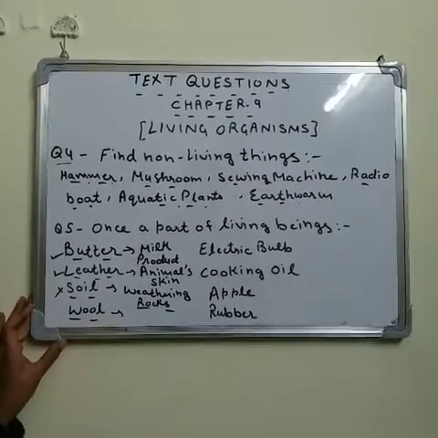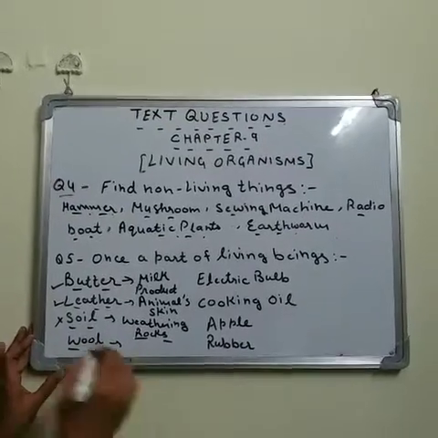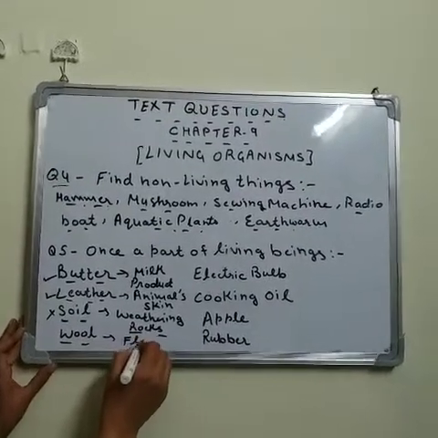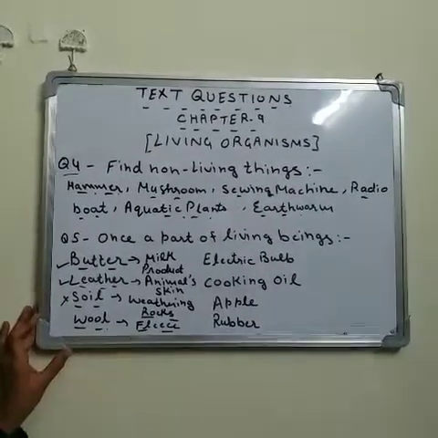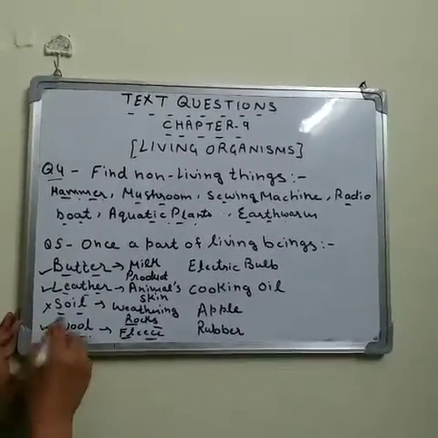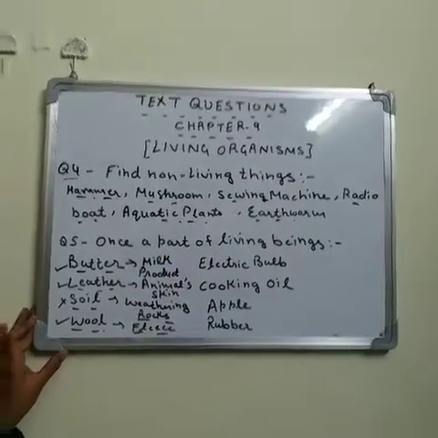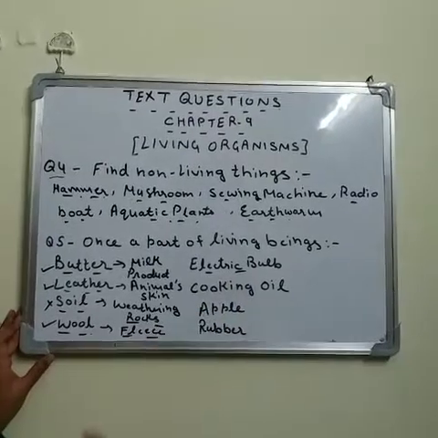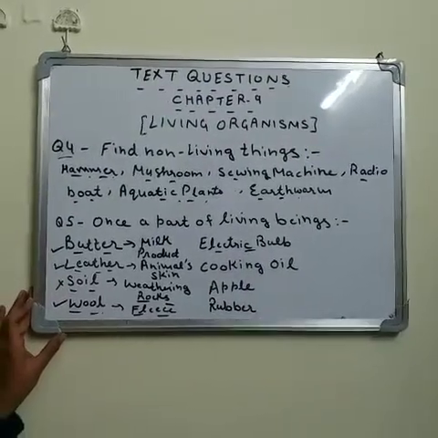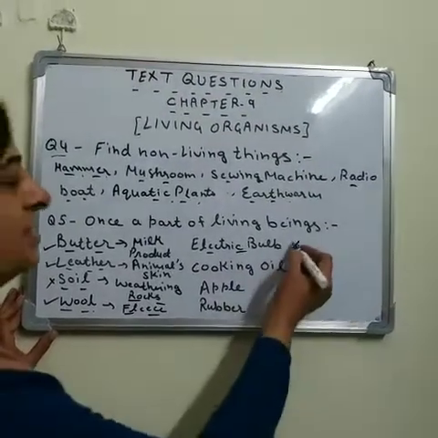Now wool. We obtain wool from animals. Yes, it is the fleece of animals, like sheep and goat. So wool was once a part of living beings. Now the next one is the electric bulb. So what do you think? Is an electric bulb obtained from any living being? No. The answer is no.